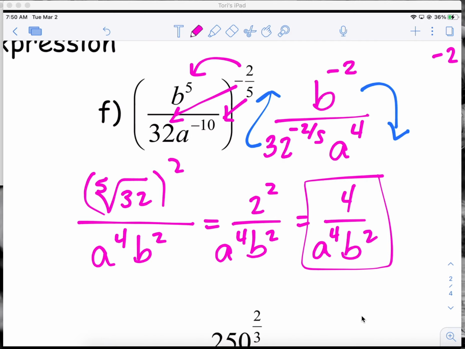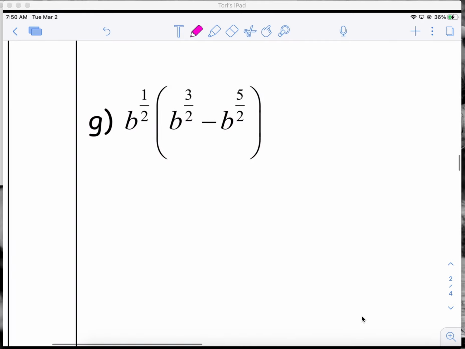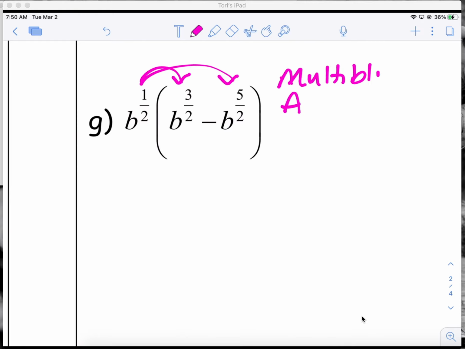All right, let's go to G. G kind of looks like you're supposed to combine, but because these are not like terms, like if they were both 3 over 2 or both 5 over 2, you'd be fine, but I can't combine them. That's like saying x squared minus x to the 3rd. I can't put that together. What I can do is distribute. And remember, when you distribute, we are multiplying. So we add the exponents.